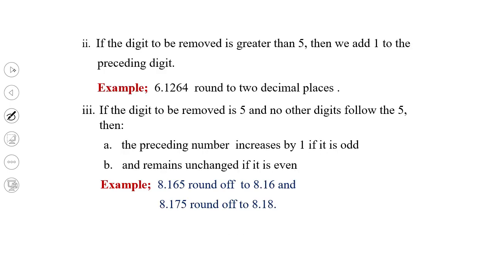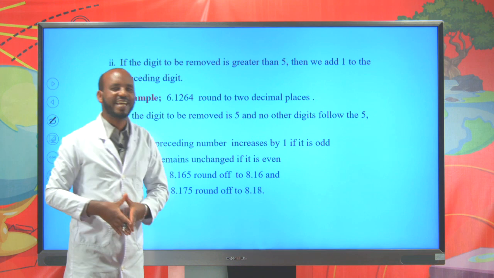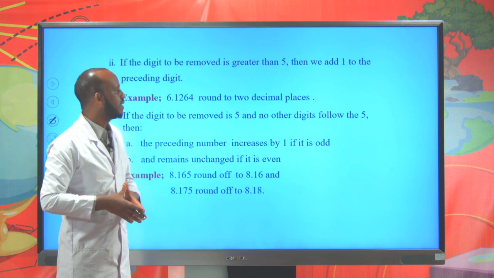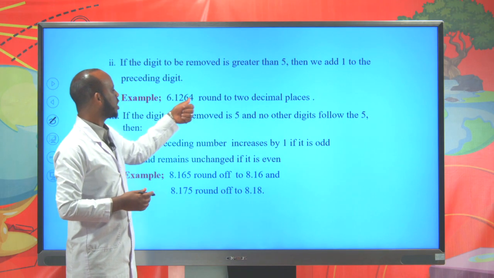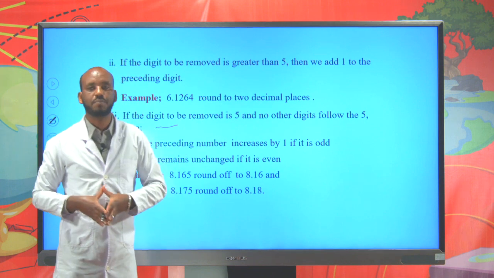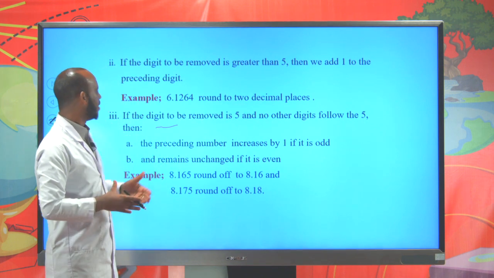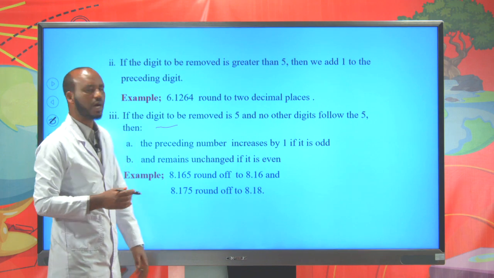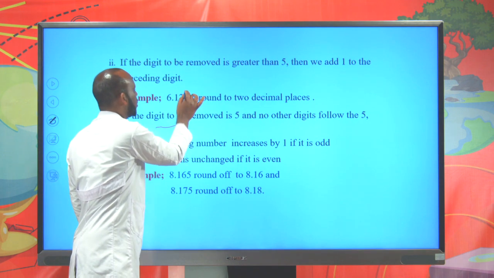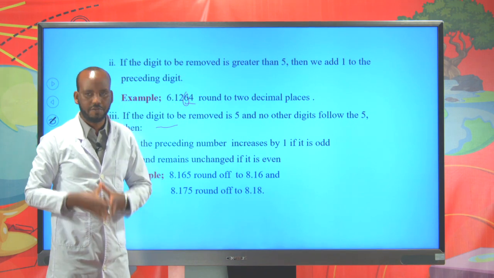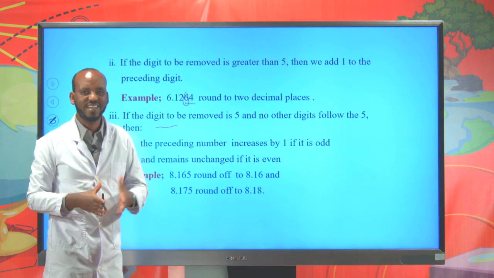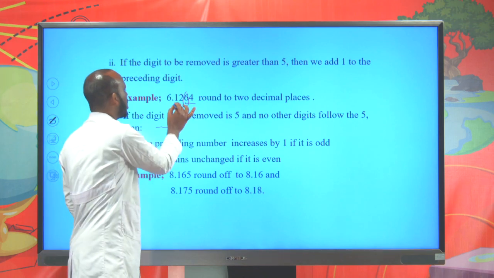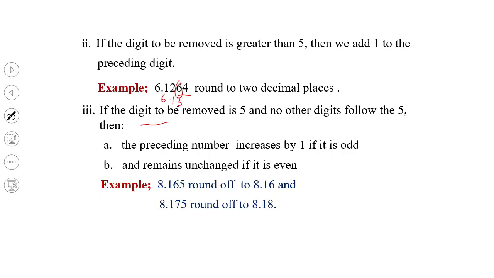Rule 2. If the digit to be removed is greater than 5, then we add 1 to the preceding digit. For example, 6.1264 round to 2 decimal places. Now, the number to be removed starts from 6. 6 is greater than 5. We add 1 to the preceding digit, and this number is reported as 6.13.